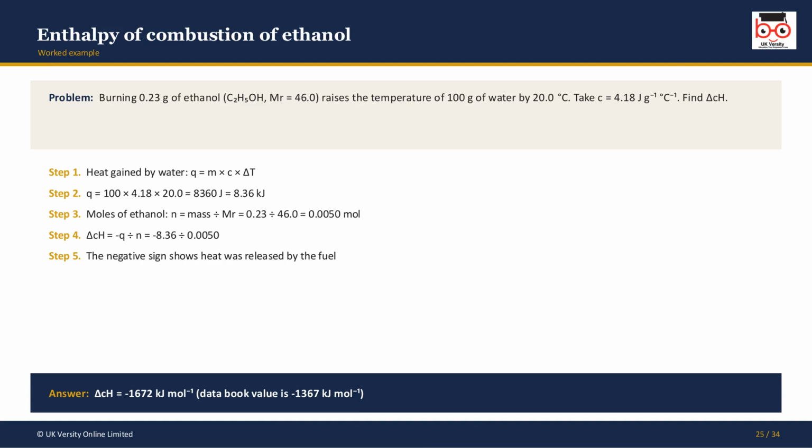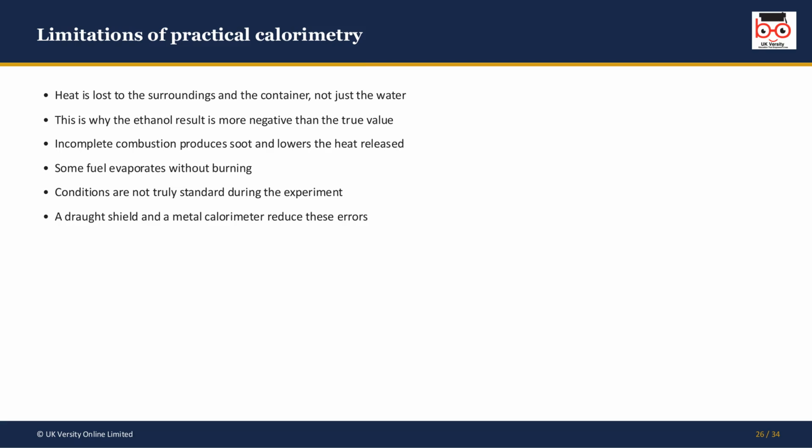The data book value is minus 1367, so our experiment falls a fair way short, which leads us nicely to why. So why is the measured value out? Mostly it's heat loss, warmth escaping to the surroundings and the container rather than going into the water, which is why the ethanol result came out too negative. Incomplete combustion plays a part too, producing soot and releasing less heat, and some of the fuel simply evaporates without burning. The conditions aren't truly standard during the experiment either. A draft shield and a metal calorimeter help cut these errors down.